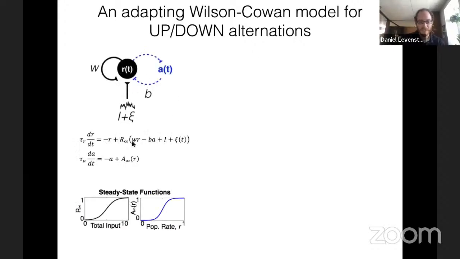Basically, the model represents the activity of a neural population. It has input from an external source, as well as recurrent connections in the network, and then subtractive current due to the effects of adaptation, where adaptation is turned on by the rate of our population and acts to self-inhibit the population, and it has some slower time constant tau a. We have sigmoid steady state functions for both the adaptation as well as the population input-output function.